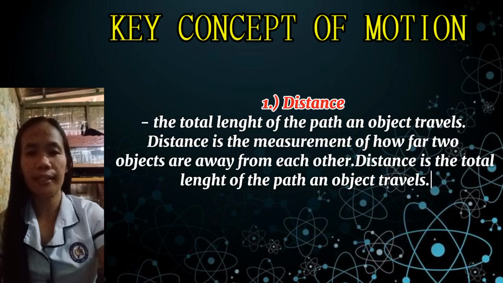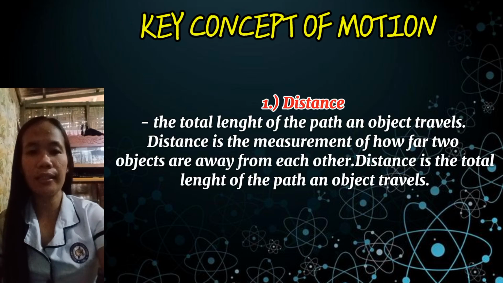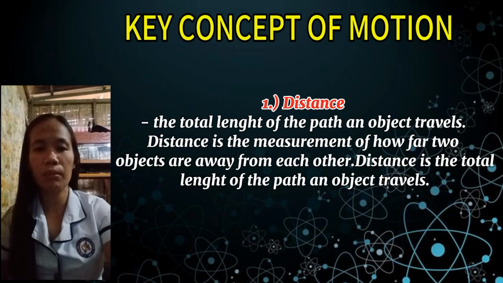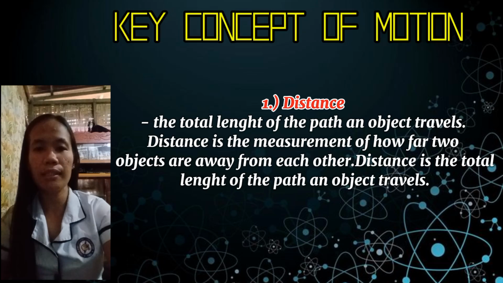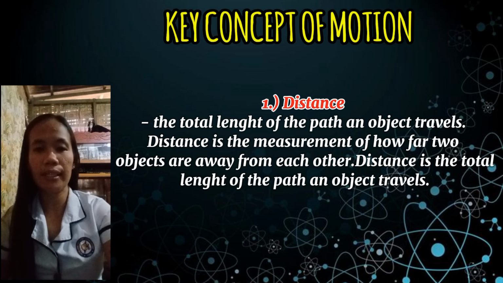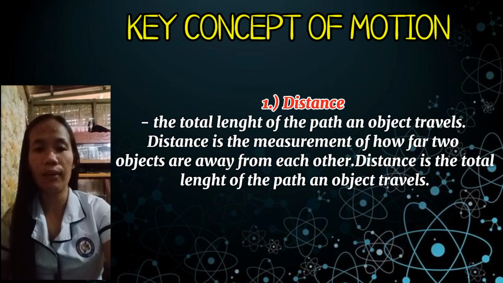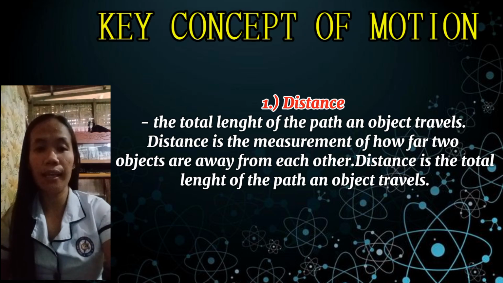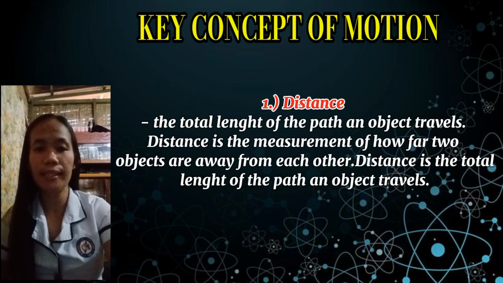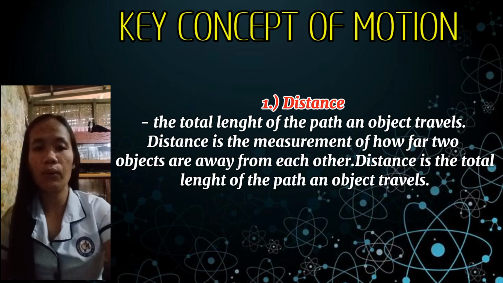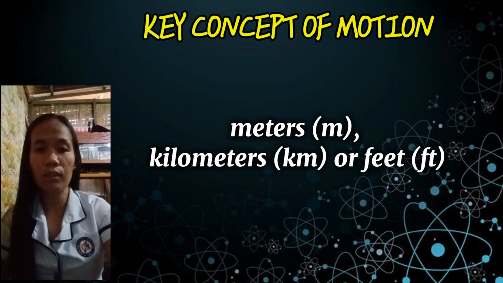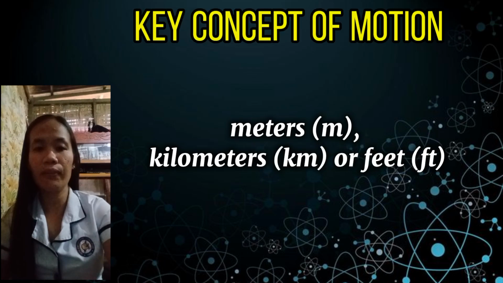The first is distance. The total length of the path an object travels. Distance is the measurement of how far two objects are from each other. So distance is the total length of the path an object travels. It's a scalar quantity, meaning it only has magnitude, size, and no direction. Units for distance include meters or m, kilometers or km, and feet or ft.